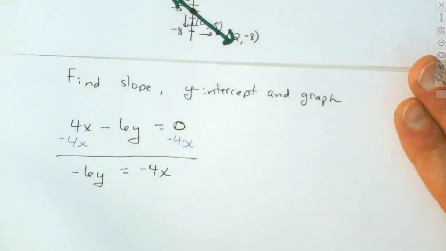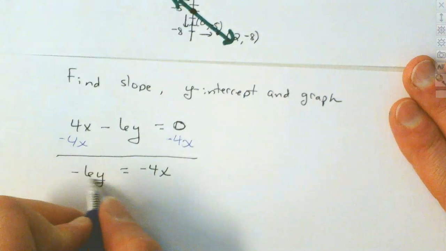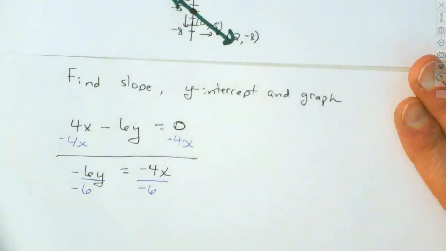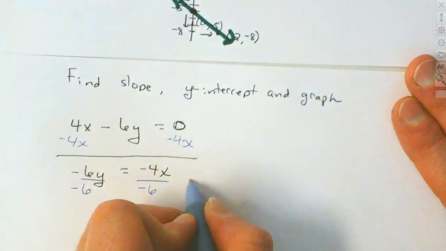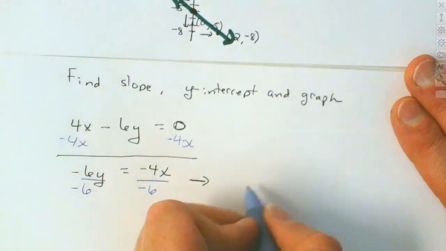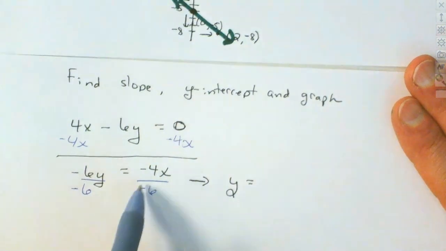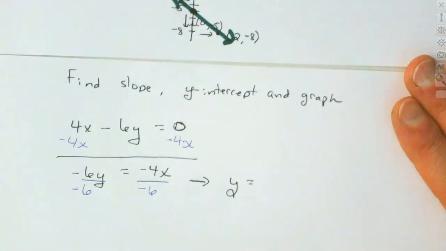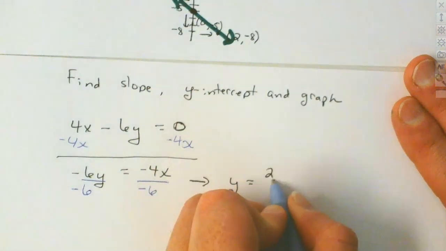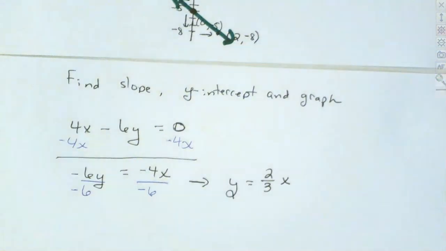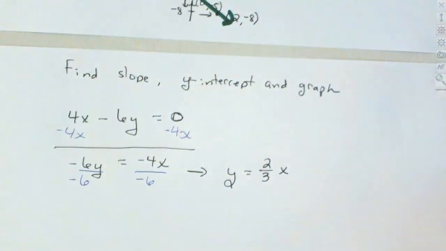And now what do we do? We divide by our what? -6. And make sure that you reduce. You have to reduce as much as possible. So now that gives you y equals negative, and negative makes it a positive, and 4 over 6, well, that reduces down to be 2 what? Thirds.